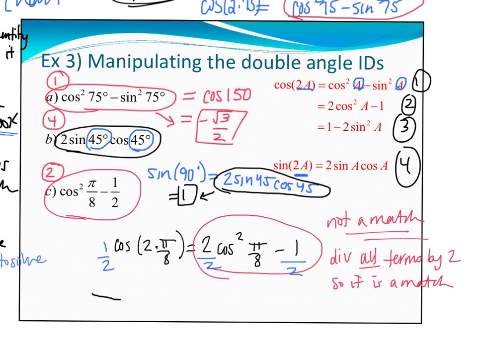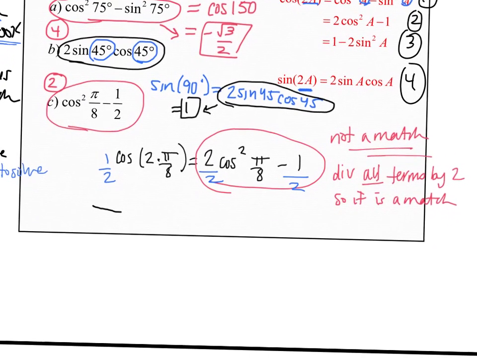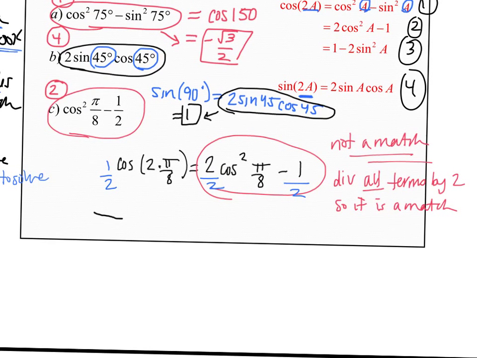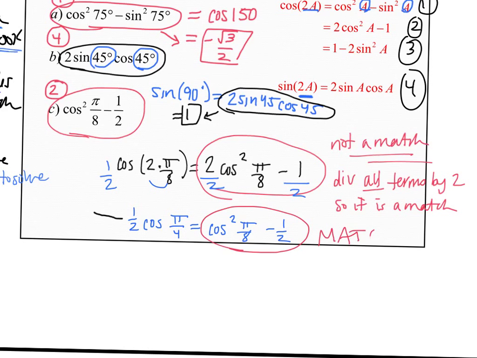And what I end up getting is 1/2 cosine. If I simplify that, I just get cosine of pi fourths equals cosine squared pi eighths minus 1/2. So now we ask ourselves, do I have a match now? And the answer is yes, I do. I have a match. So now I go ahead and solve this. 1/2 times cosine of pi fourths is root 2 over 2. Therefore, my solution is root 2 over 4.